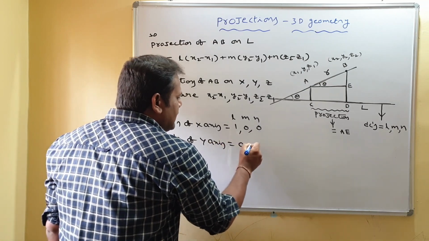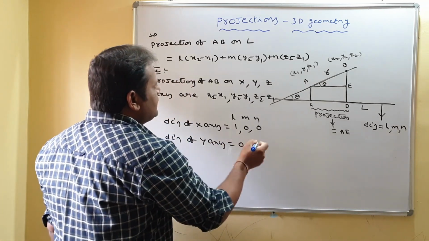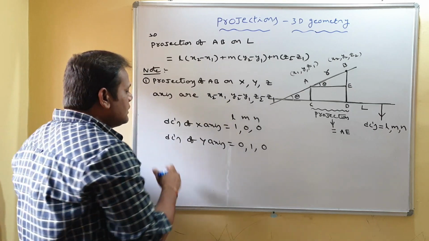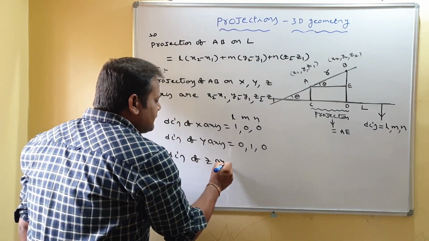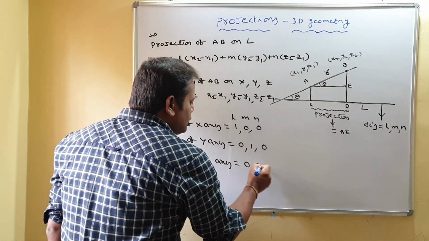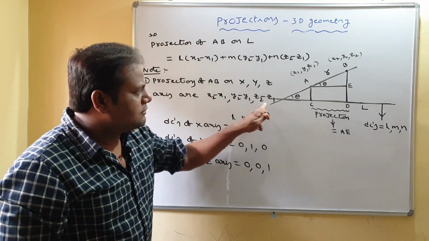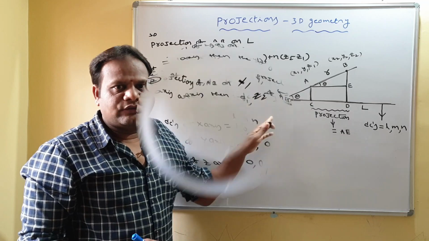So in place of l, m, n you take 0, 1, 0. Then you are left with y2 minus y1. And DCs of the z-axis, you know DCs of the z-axis, those are 0, 0, 1. Then you are left with z2 minus z1.